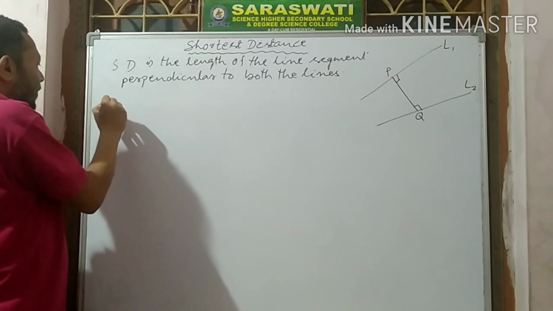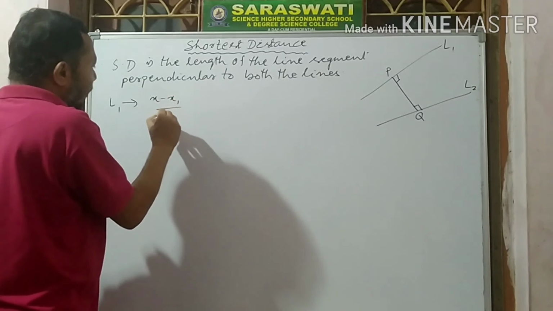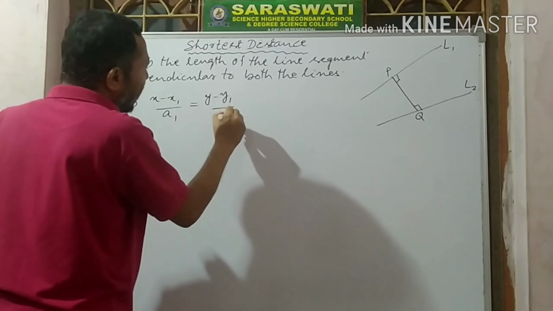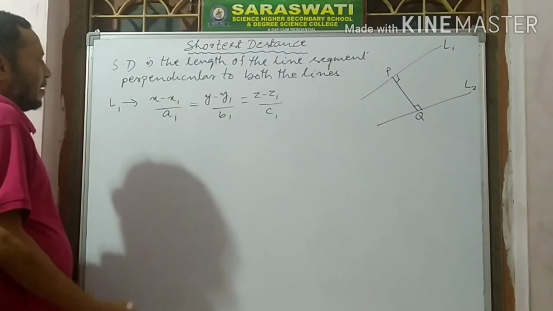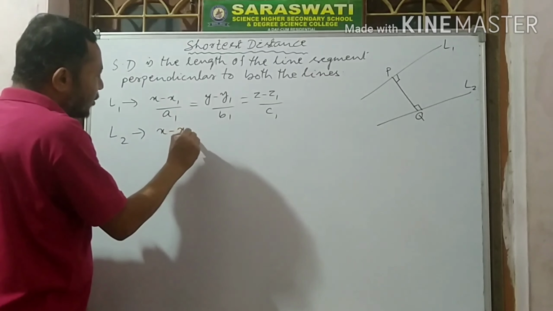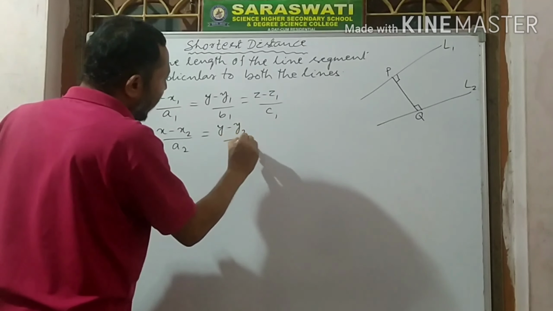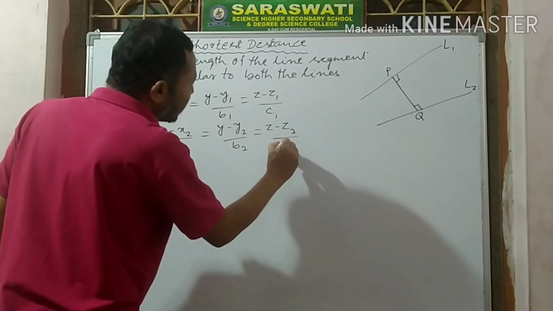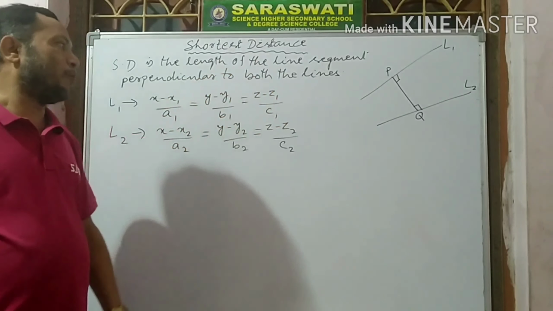Line L1 given, (x minus x1)/a1 is equal to (y minus y1)/b1 is equal to (z minus z1)/c1. And line L2 given, (x minus x2)/a2 is equal to (y minus y2)/b2 is equal to (z minus z2)/c2. These are two lines, L1 and L2.